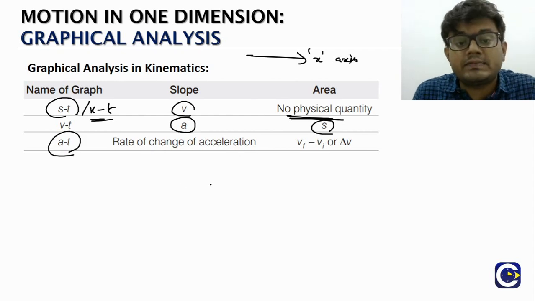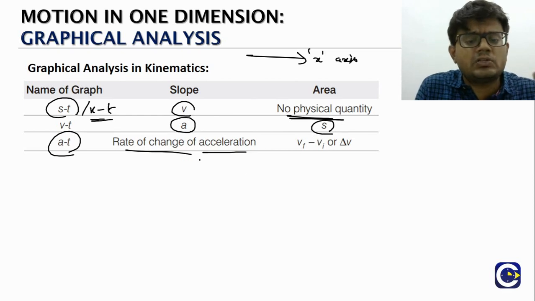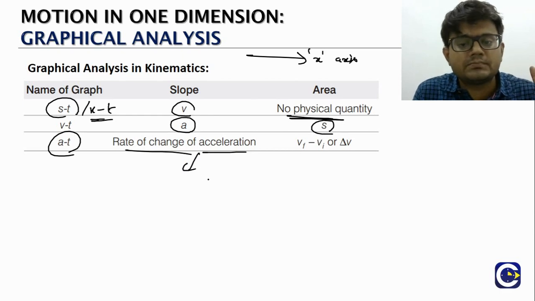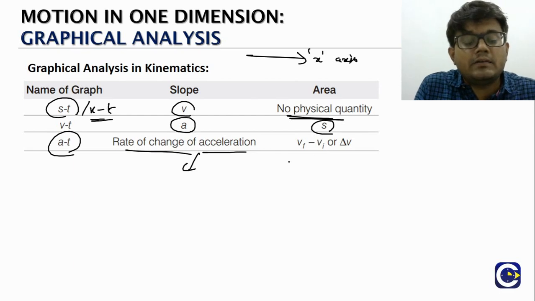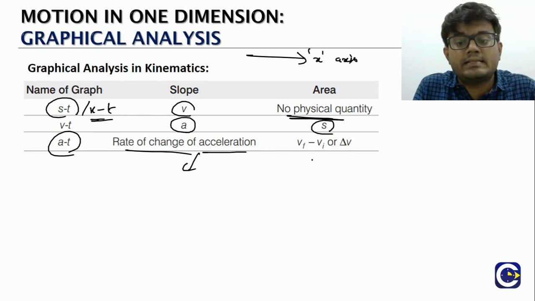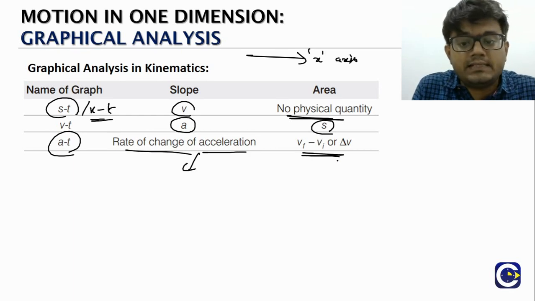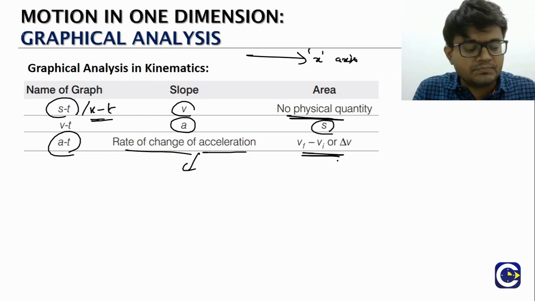Now comes the acceleration time graph. What we have seen is that the slope will give us the rate of change of acceleration. This also does not have much significance. But what about the area for the acceleration time graph? The area between the acceleration curve and the x-axis is the overall change in the velocity, that is final velocity value minus initial velocity value. So this is about the common graphs and the analysis that we can do on them.